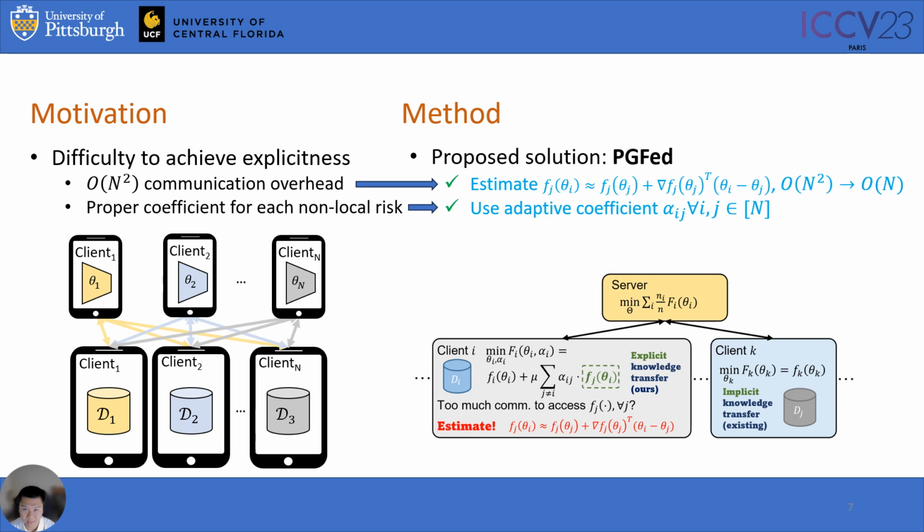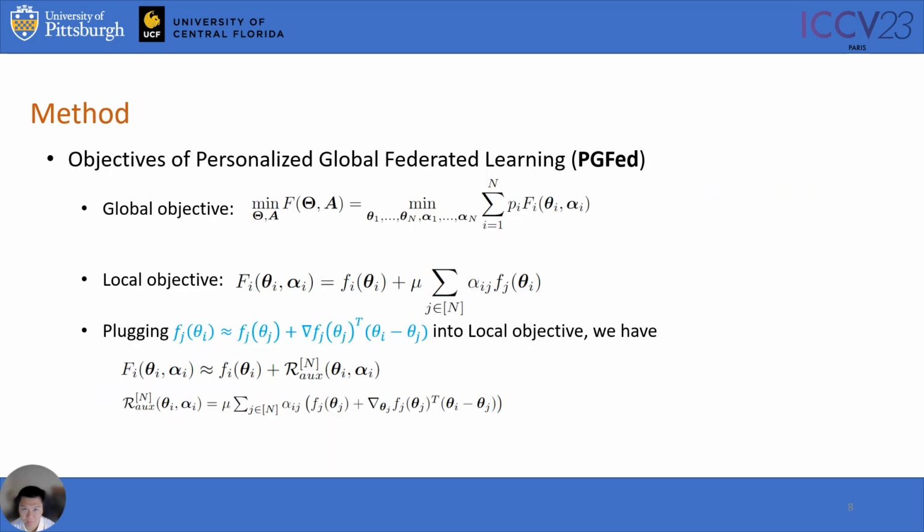So we proposed an explicit PFL algorithm, PGFed, with an estimate of non-local risk to reduce the communication overhead and pairwise adaptive coefficient, which is learnable during the training. We estimate the non-local risks by a first-order approximation. Plug this in the local objective of client i, and we have the following equations.